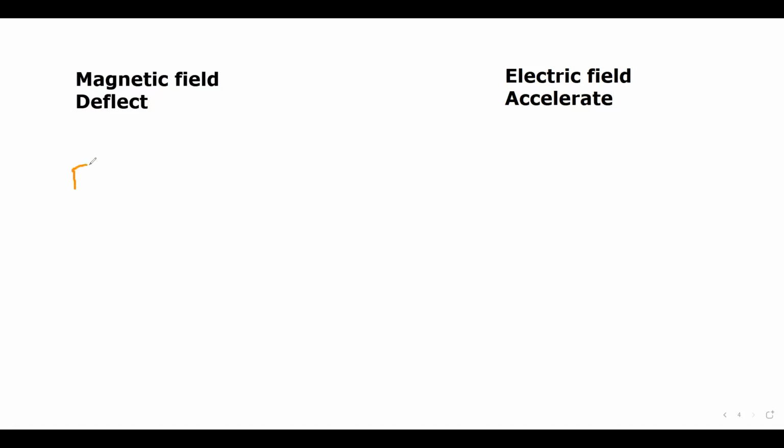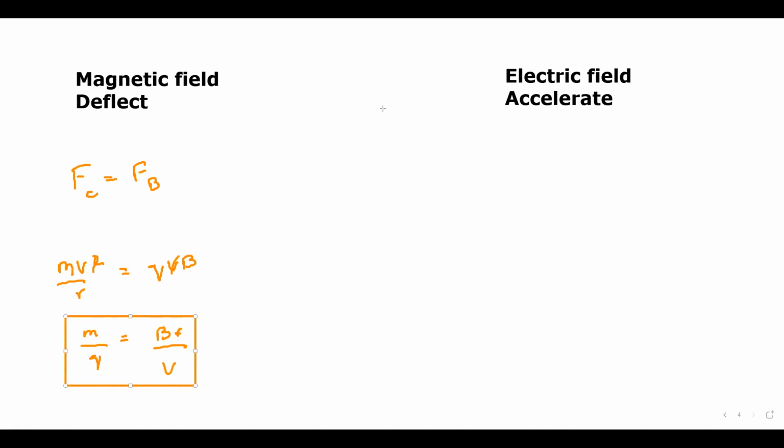So if you use a magnetic field, we have the formula where the magnetic force and the centripetal force are equal. The centripetal force is the magnetic force because it is causing a circular motion. So centripetal force is mv squared over r, and the magnetic force is qvB. So we cancel one v. So we have m over q is equal to, sorry, m over q is equal to BR over v. This formula we can use. We can find any one unknown.